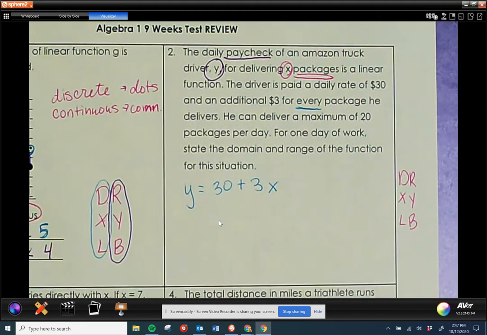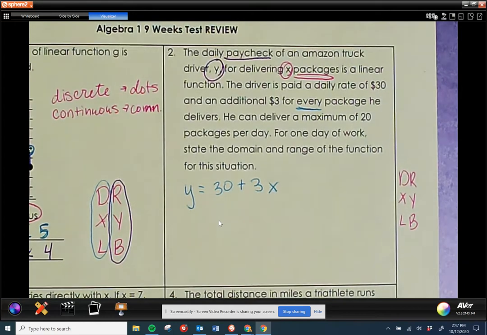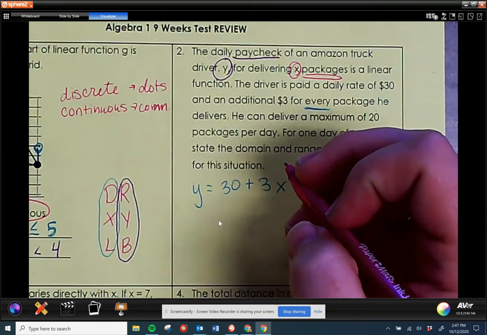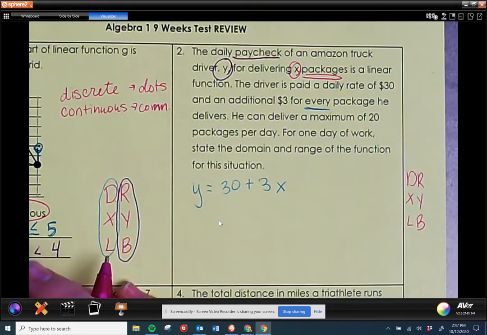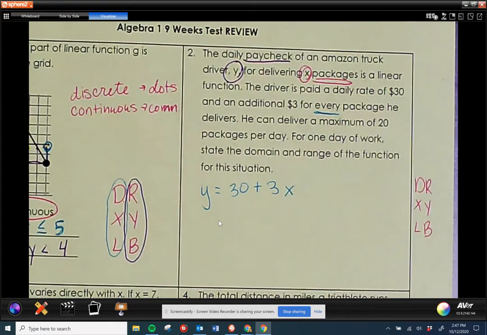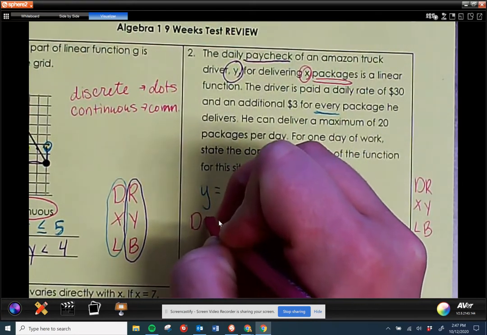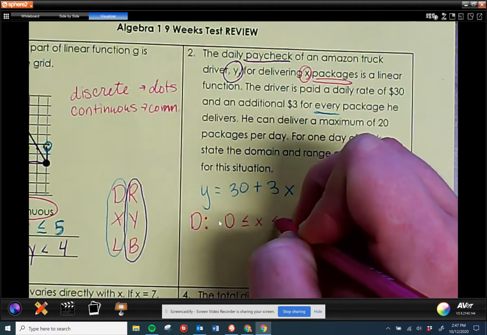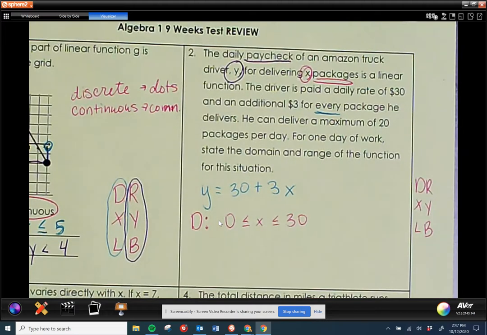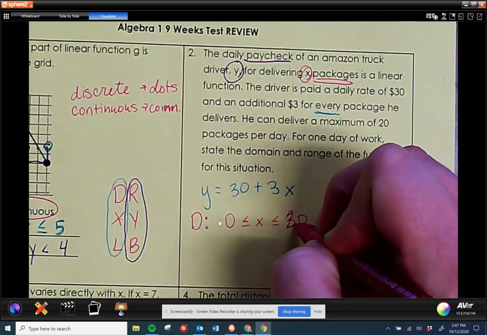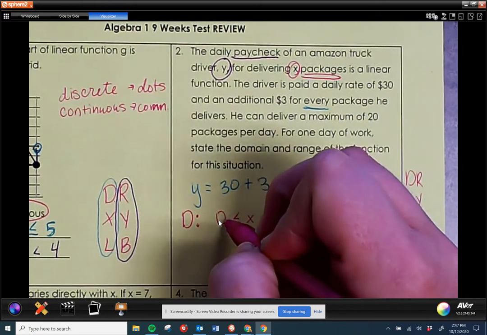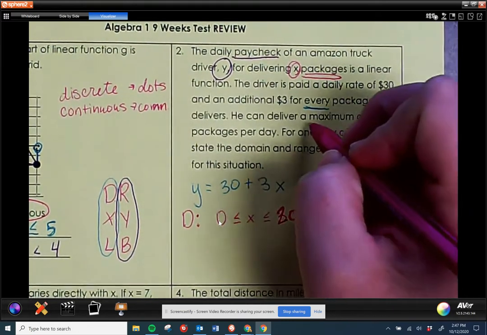Okay, so for the domain, I'm looking at the X values, and they told us that the X values is the number of packages. So if he goes to work and he delivers no packages, maybe the weather is bad, maybe his truck gets a flat tire, he is still going to get paid $30. So the domain is going to be between 0 and, excuse me, it's going to be between 0 and 20 because those are the number of packages that he's going to deliver. So he could deliver no packages and he could deliver 20 because it says he has a maximum of 20.